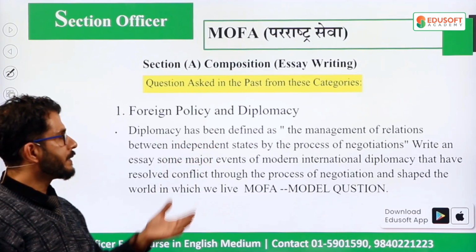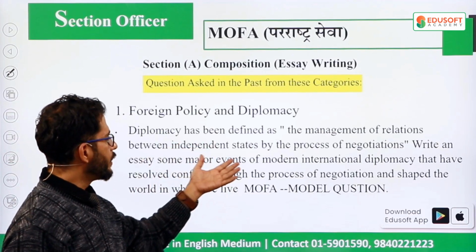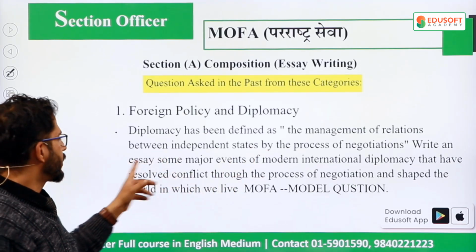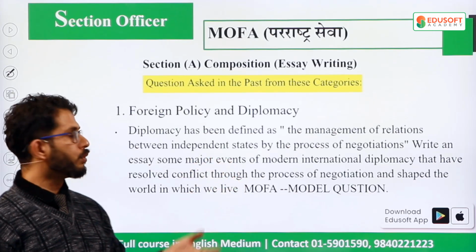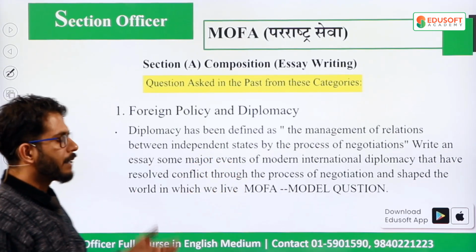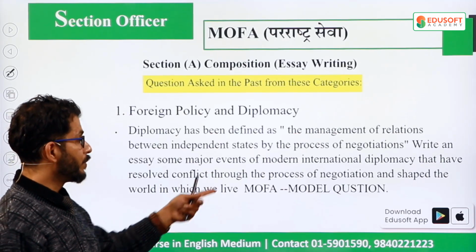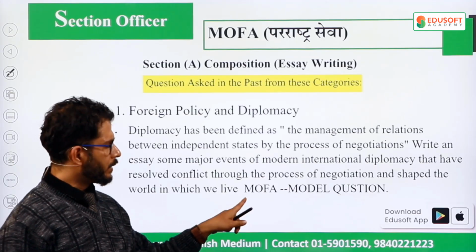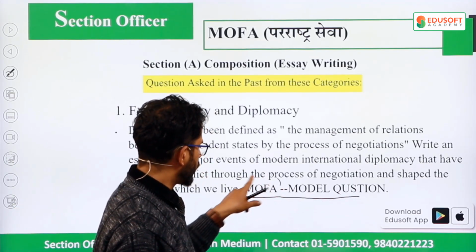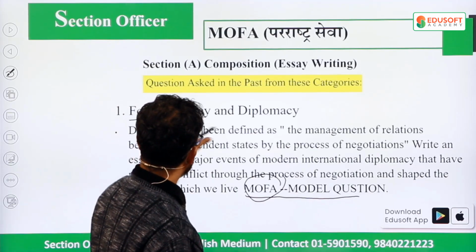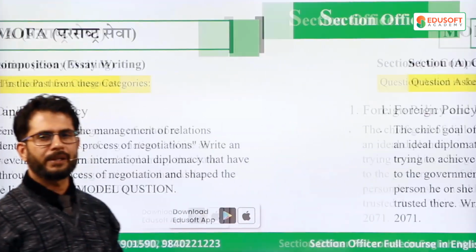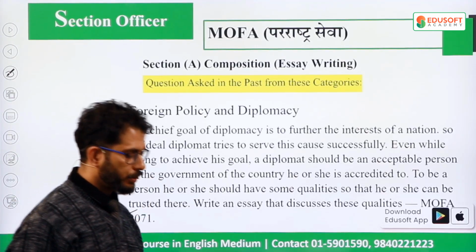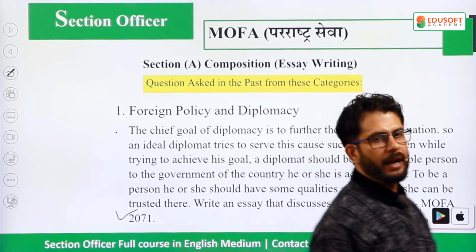Diplomacy has been defined as the management of relations between independent states by the process of negotiation. Now, your task is to write an essay on some major events of modern international diplomacy that have resolved conflict through the process of negotiation and shaped the world. These are model questions asked in MOFA, and this is from foreign policy and diplomacy. In a similar way, students, in 2071, similar types of questions were asked from foreign policy and diplomacy.